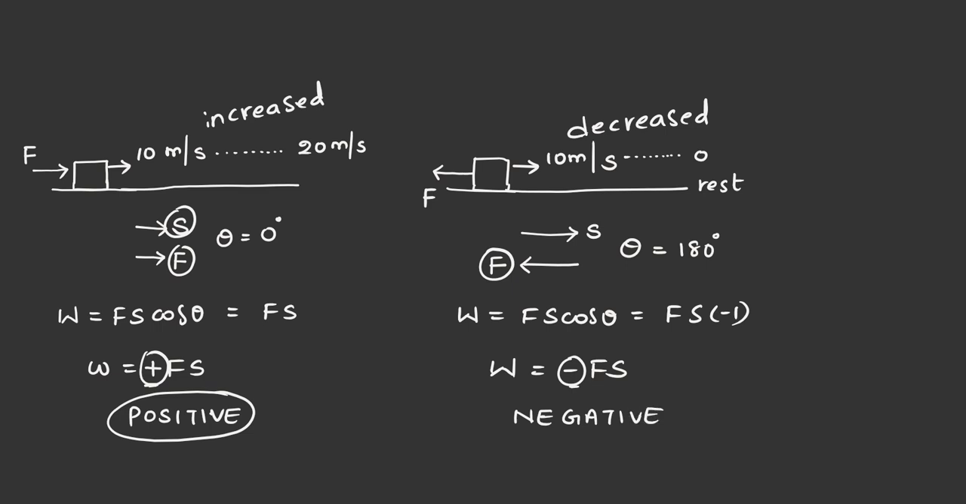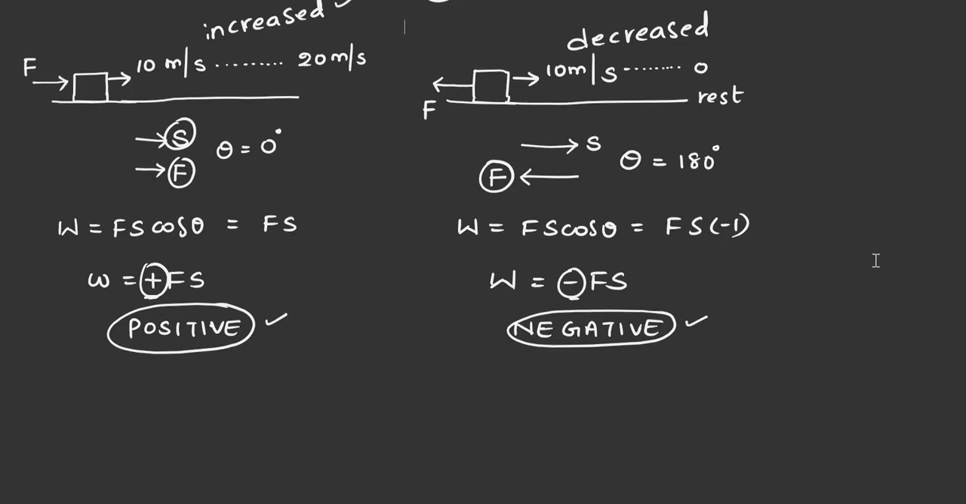Very simple to understand. If the force is in the direction of motion, it increases the speed, and the work is said to be positive work. If the force is acting opposite to the direction of motion, it decreases the speed and the work is said to be negative work. That's how we can classify work as positive work and negative work. The first case is regarding positive work and the second case is regarding negative work.